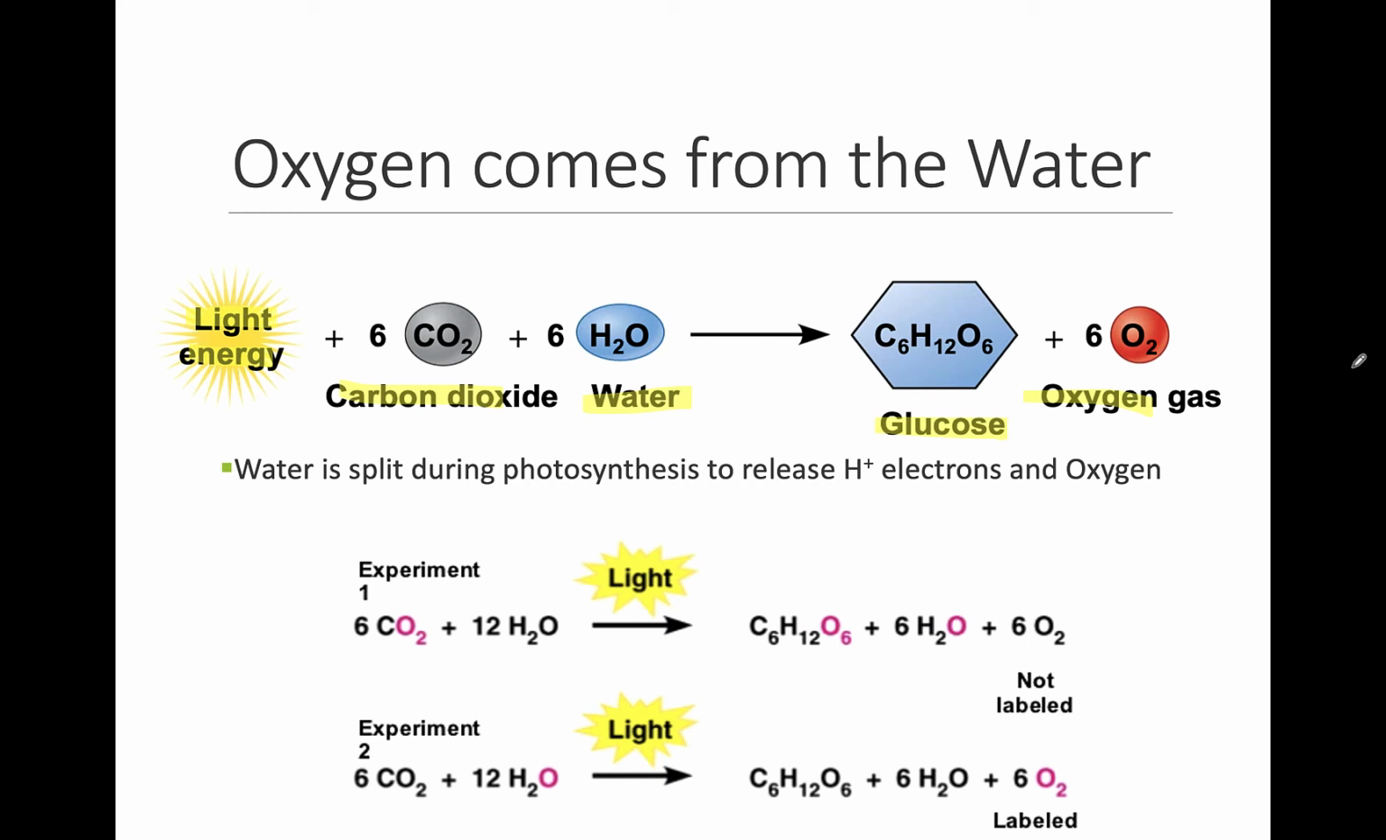This was discovered using a radioactively labeled oxygen isotope. Remember that isotopes have a different number of neutrons, which makes the molecule heavier. When the heavy carbon dioxide was given to plants, it did not appear in the oxygen gas that was produced. The heavy oxygen was then used to make water. When the heavy water was given to the plant, it did produce heavy oxygen gas. This showed that the oxygen plants give off for us to breathe comes from the water they absorb in their roots.